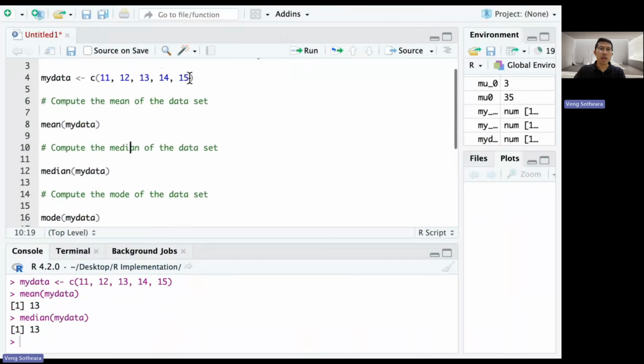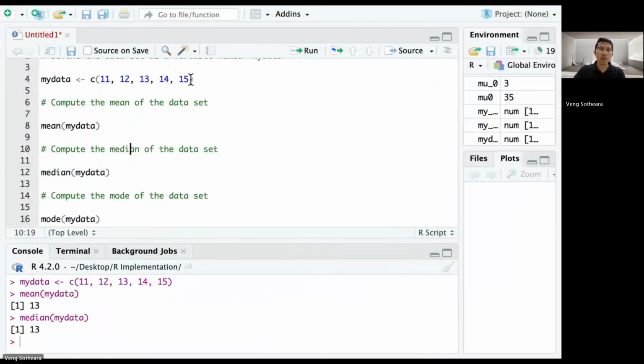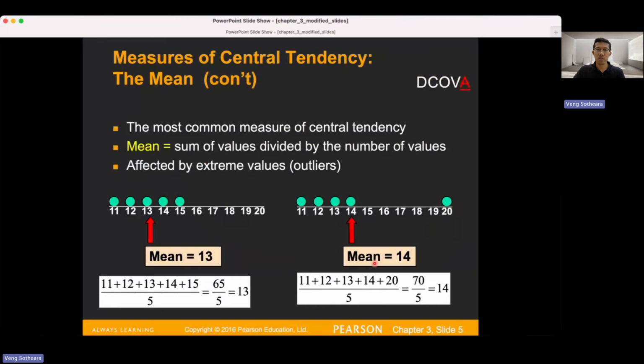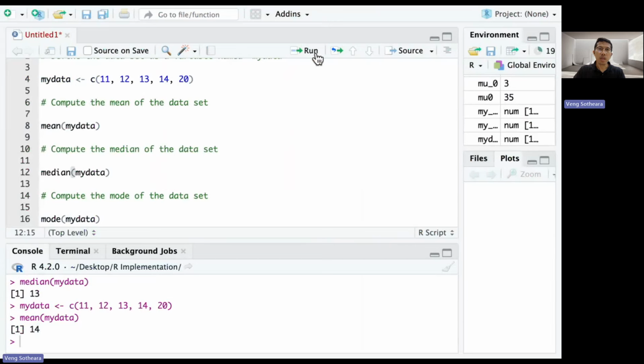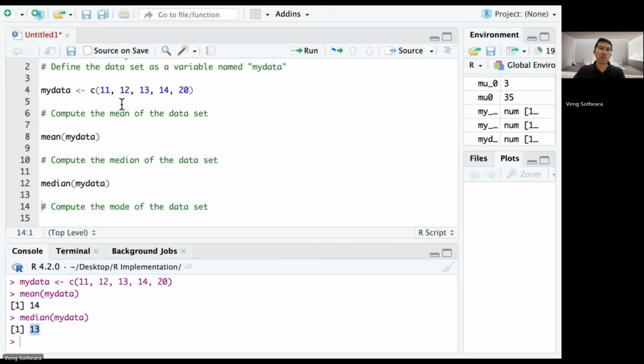So if you slightly change your data set, for example, just update one of the values to 20, so change 15 to 20, and then I run again, and let me compute the mean. The mean is changed to 14 as we observed from the lecture. And if I run the median, I still have the same 13, right? So here you can see that when you change one of the values to a larger number, it will affect the mean rather than the median.